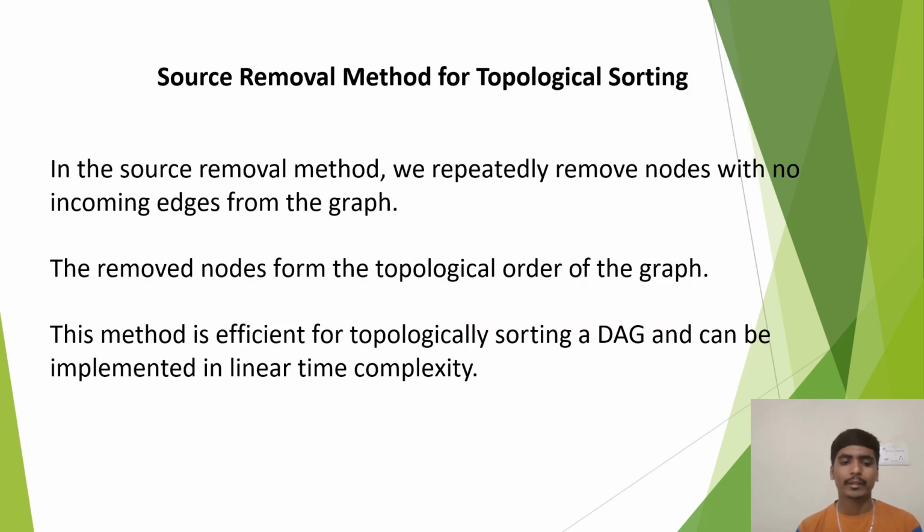Source removal method for topological sorting. In the source removal method, we repeatedly remove nodes with no incoming edges from the graph. The removed nodes form the topological order of the graph. This method is efficient for topological sorting a DAG and can be implemented in linear time complexity.